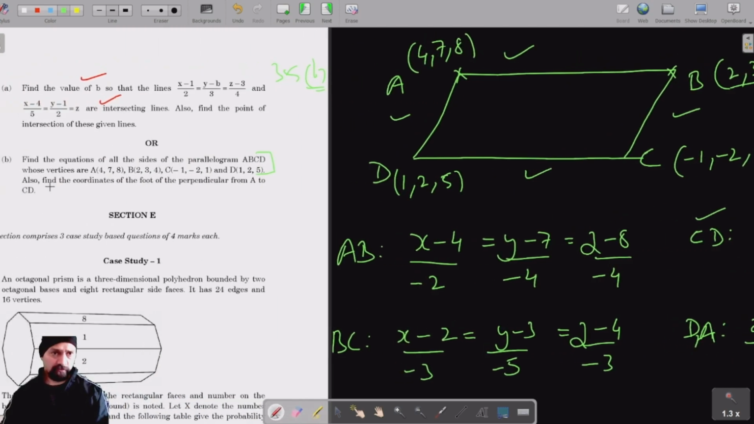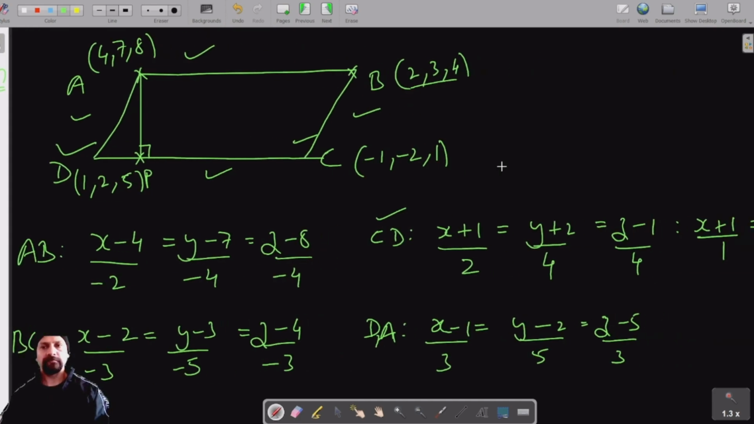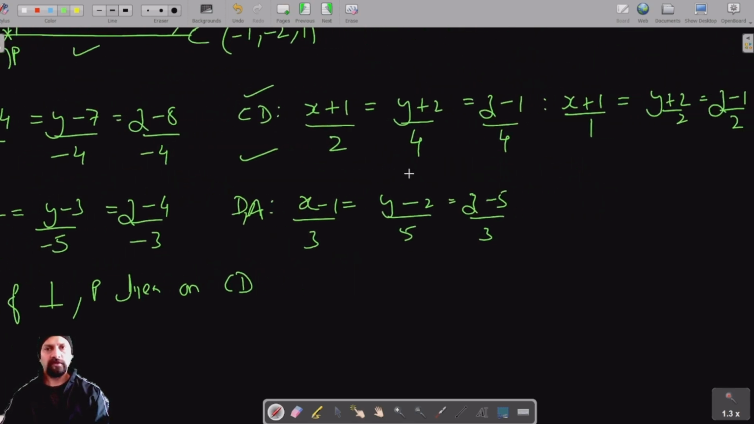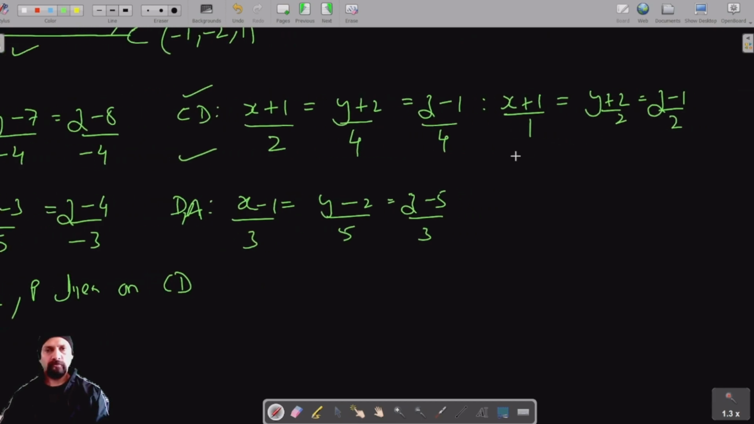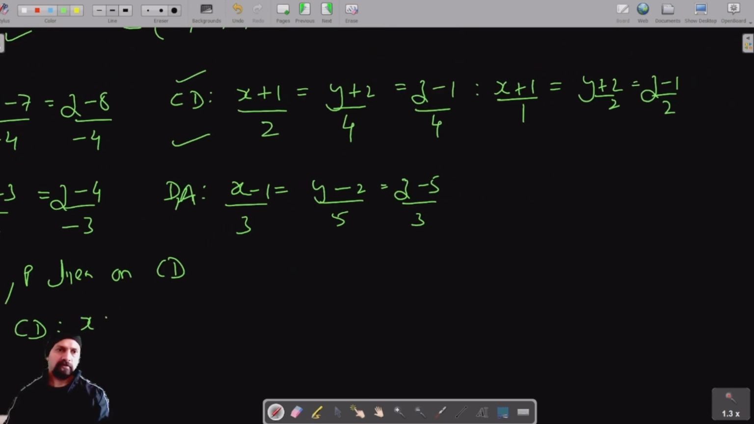Now moving on to the next statement, we have to find the coordinates of the foot of the perpendicular from A to CD. So the foot of the perpendicular from A to CD, let's say this is the perpendicular and the foot of the perpendicular is P. Now, this point P lies on CD.